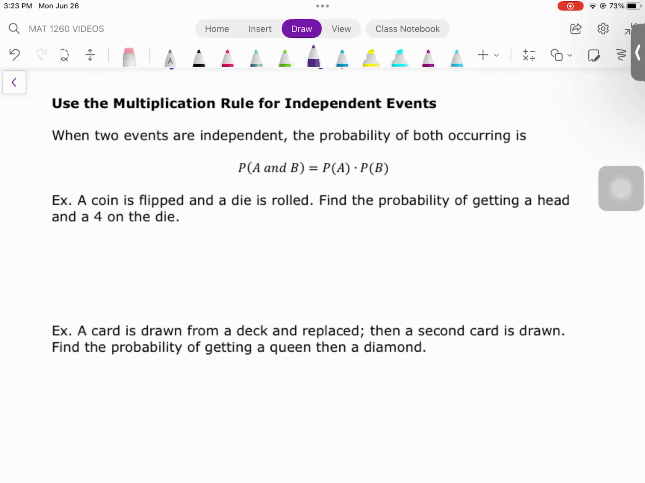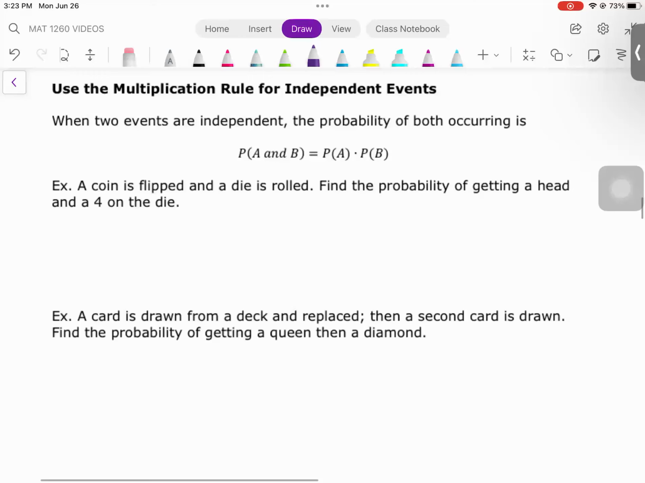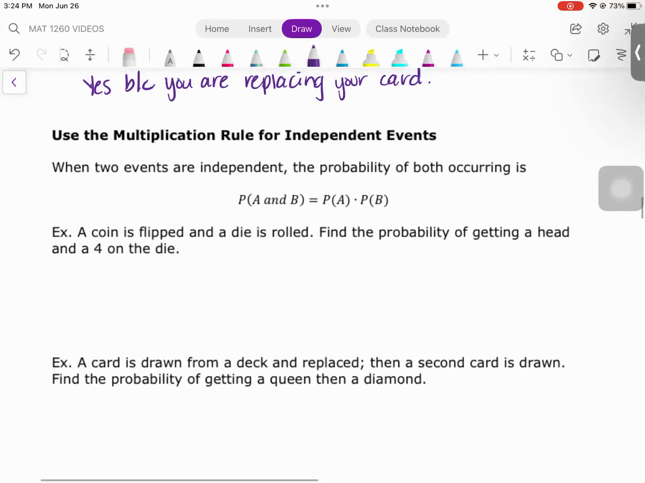Let's look at an example before we define the multiplication rule. A card is drawn from a deck and replaced, and then a second card is drawn. Find the probability of getting a queen, then a diamond. So for the multiplication rule, one thing you want to remember is that we're actually looking at more than one trial. So 2 or more trials.